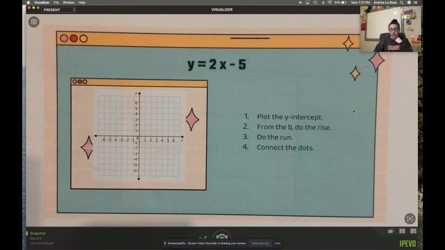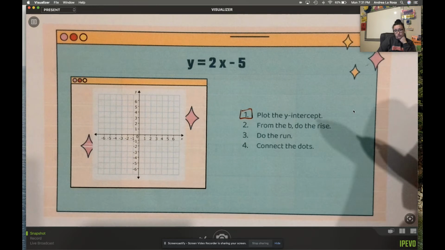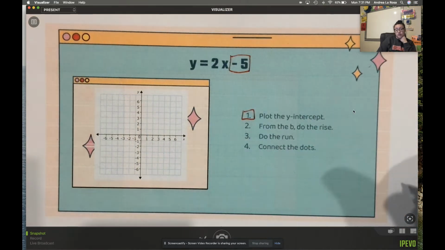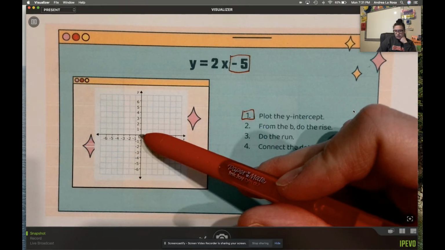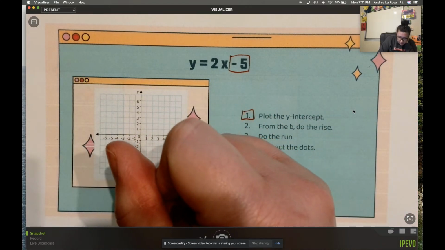All right, my next one, I'm going to first plot my y-intercept. What's my y-intercept here? -5. You gotta keep the sign in front with that number. The negative tells me it is below my origin. So I'm going to start off down here.